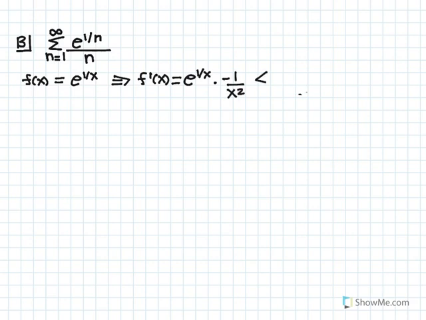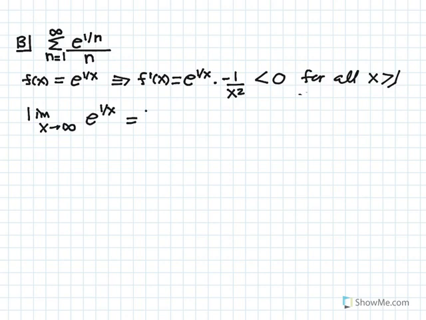This derivative is negative for all x. Specifically, it's negative for all x larger or equal to 1. That means the function is monotonically decreasing. And also notice that the limit as x goes to infinity of e to the 1 over x, bringing the limit into the exponent, we get e to the power of 1 over infinity. 1 over infinity is 0. E to the power of 0 is 1. And also, because the derivative is negative, we know that f of x is monotonically decreasing.